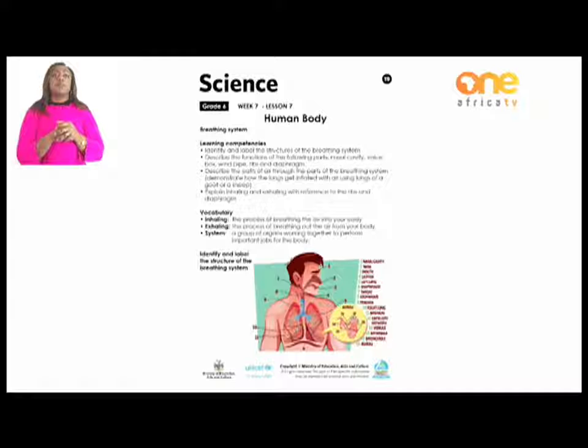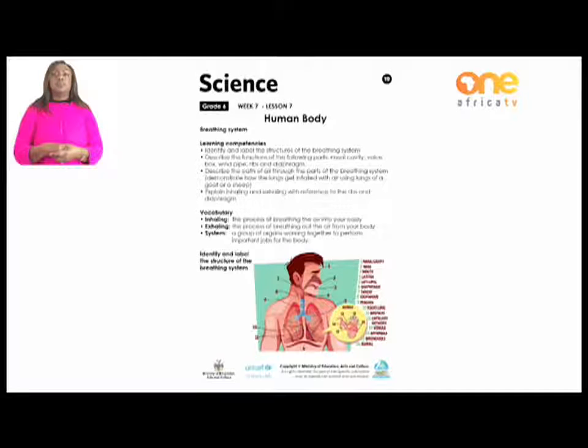And what is a system? A system is a group of organs working together to perform important jobs for the body. It means we are having different parts of your body which are working together for the same function. A system is actually combined of different parts. One part of the body cannot make a system, but it has to be more than one to be a system. Those are the words that are commonly used in breathing system.